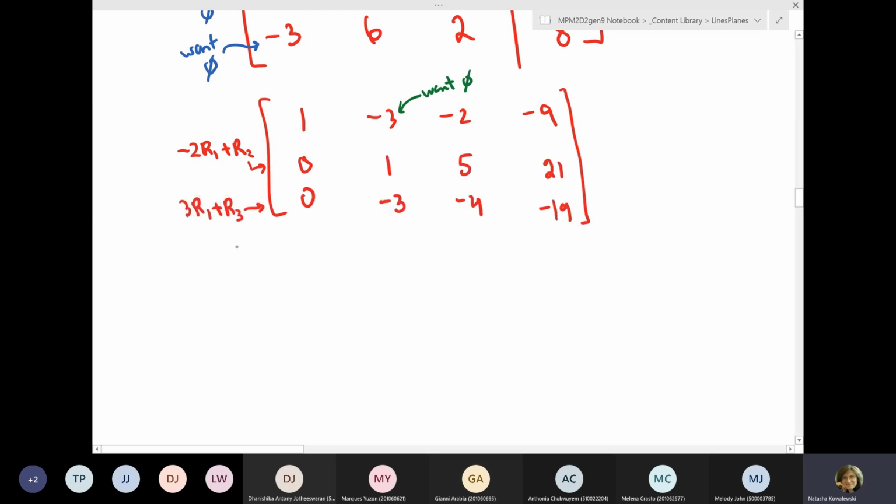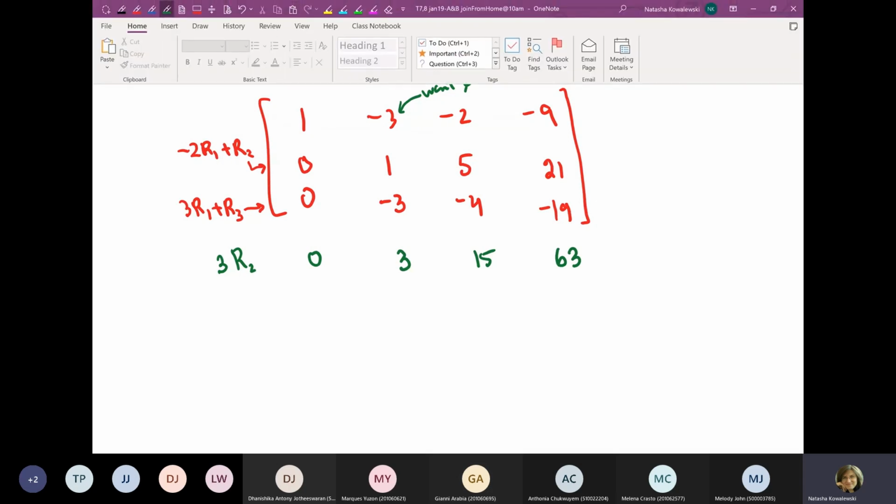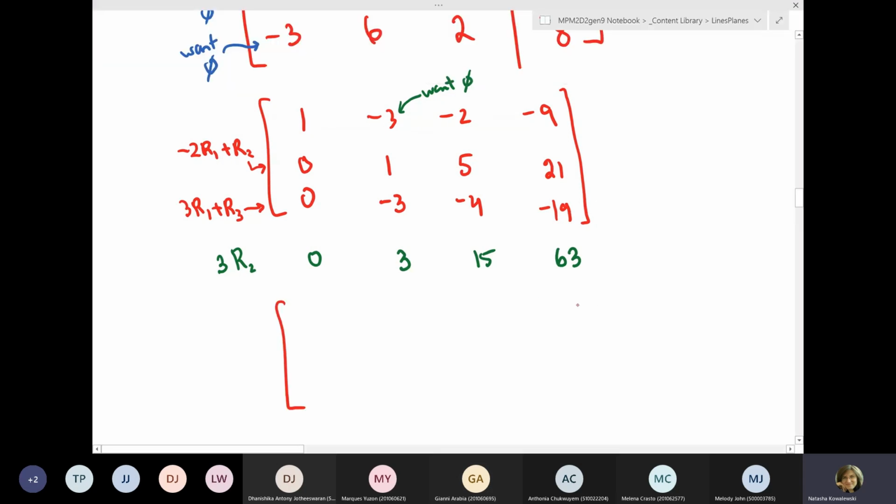Okay, so I'm going to take row 2 and multiply it by 3 and just put it down somewhere as rough work. Okay, so I'll put it over here. So row 2, which is 0 here, multiplied by 3 is still 0. 1 multiplied by 3 is 3. 5 multiplied by 3 is 15. 21 multiplied by 3, let me just double check. 63.